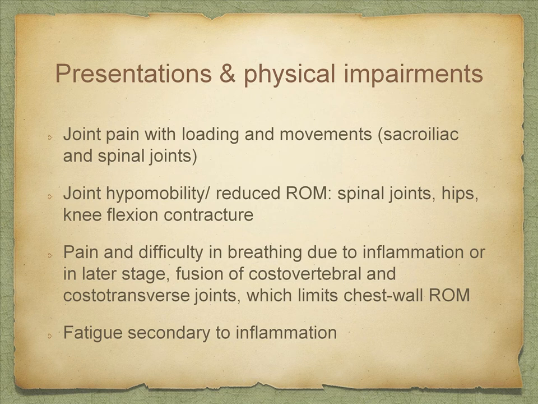This can be observed at spinal joints, hip joints, and some patients may present with knee flexion contracture. Pain and difficulty in breathing due to inflammation or, in later stage, fusion of their costovertebral and costotransverse joints, which limit their chest wall range of motion. AS patients may also complain of fatigue due to inflammation occurring in their body.